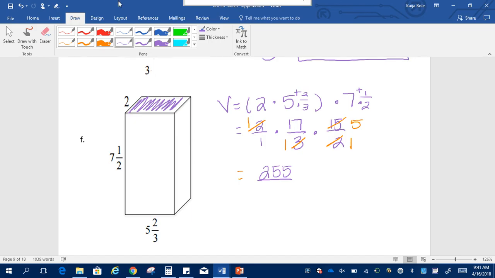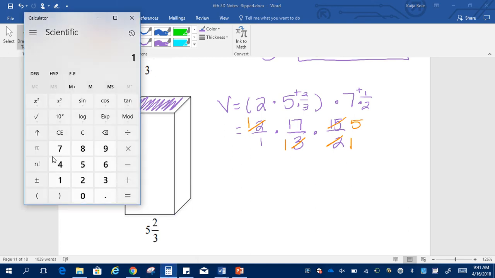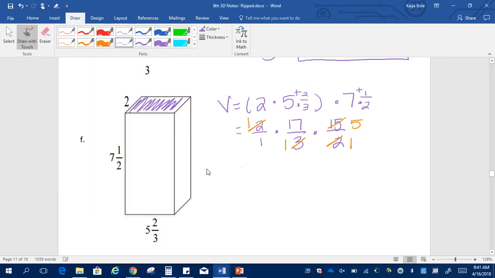Sorry, I had to go back and check that. 17 times 5 is not 255. I lied. Let's check that in the calculator, and you can check it with me. So we're going to do 17 times 5, which is just 85. So that is our answer here, 85 units cubed. Okay, so if you remember how to go back and forth between mixed numbers and improper fractions, you will be good to go for this section, and that is all we are going to do in the video.